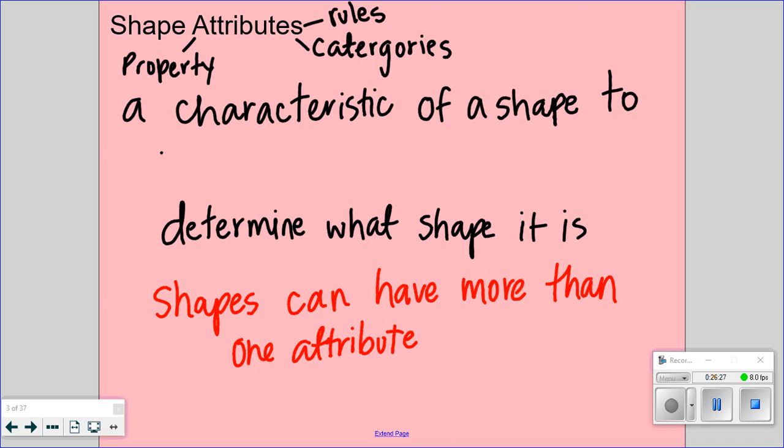Shapes can have more than one attribute. And we started looking at that. We had a whole special group of triangles. That special group of triangles had 3 sides, 3 corners, and it had equal sides. There's 3 attributes right there. 3 rules. So in 3rd grade, the shapes that we're talking about are going to have more than one attribute. And you got to figure it out using all of those attributes. What shape is that?